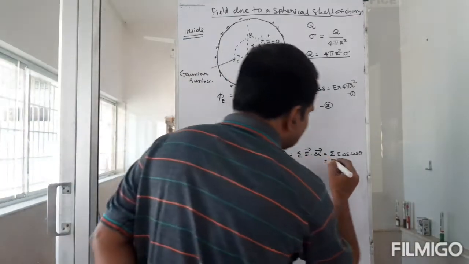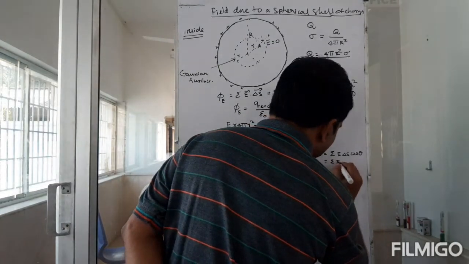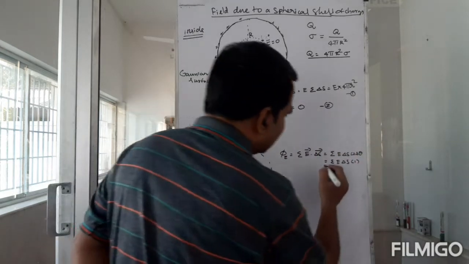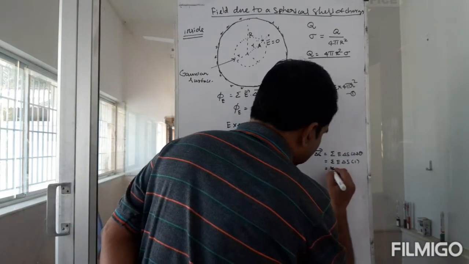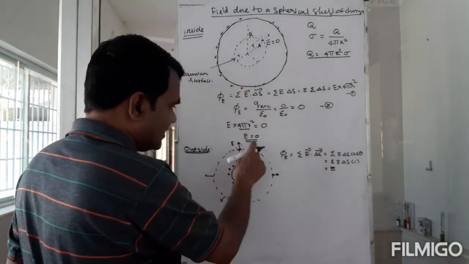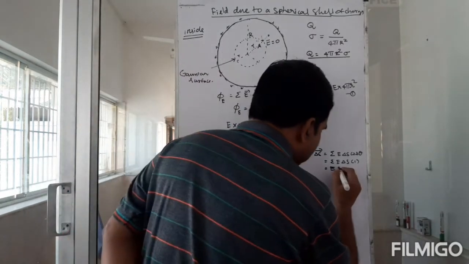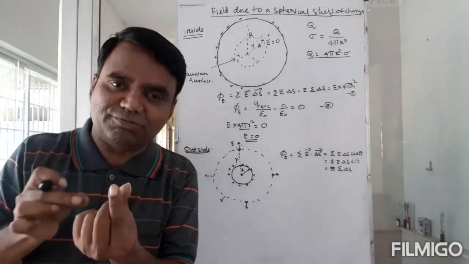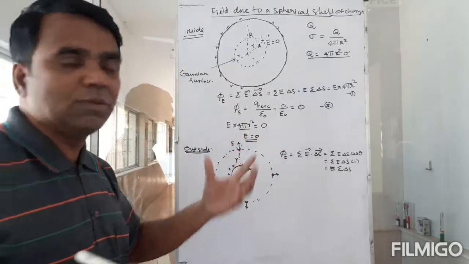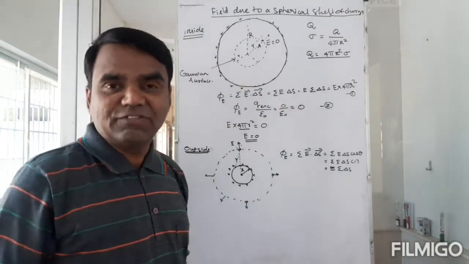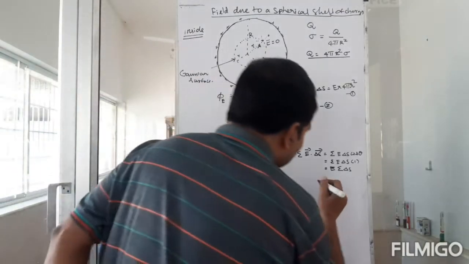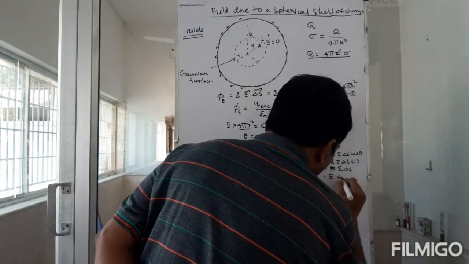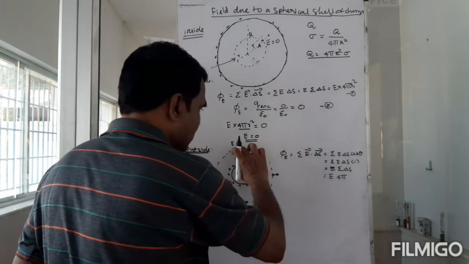Okay, so it is simply sigma E delta S into 1. So E delta S, and then I can take E out because it's a common value, because E is going to be the same at every point. Then sum of delta S, sum of all these small areas now. So the sum of all these small areas will give me the total area of the sphere. So that is going to be equal to E into 4 pi r squared.